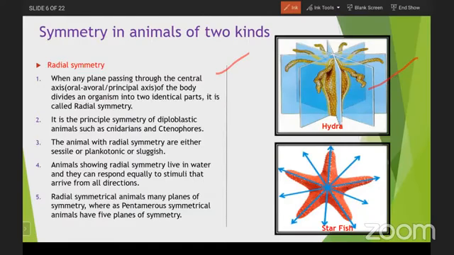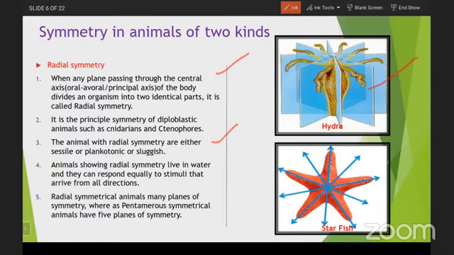It is the principal symmetry of diploblastic animals such as cnidarians and ctenophores. Yesterday we discussed the diploblastic organization, meaning they have two germinal layers, diplo, for example cnidarians and ctenophores. So most probably such symmetry will be observed in diploblastic animals. Now, animals with radial symmetry are either sessile, planktonic or sluggish. Most probably they will be sessile, meaning they attach to a substrate.